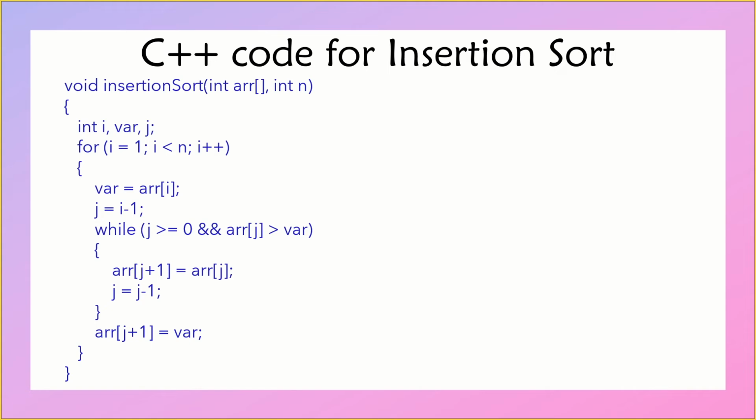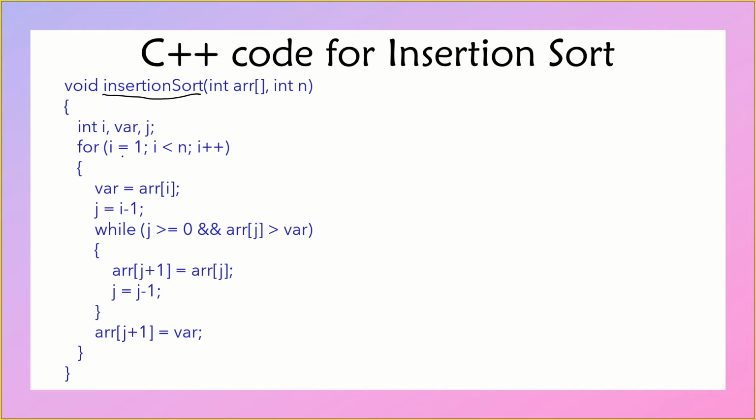So here is the C++ code for insertion sort algorithm. You can see I have written an insertion sort function. This function's return type is void. The function accepts two integer arguments, the array ARR and n, which is for the number of elements in ARR. These are two variables i and j, which I've used for loops. var is the variable which will hold the number, as you have seen in the example.